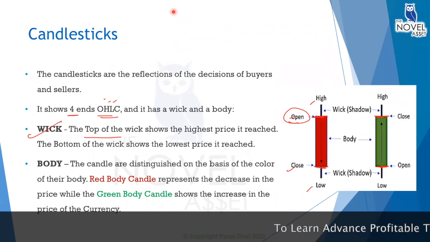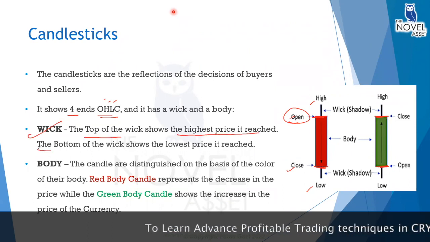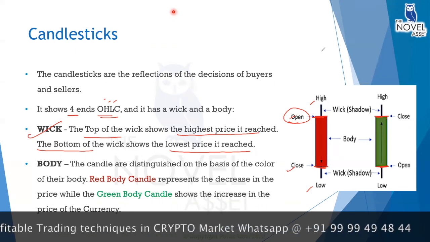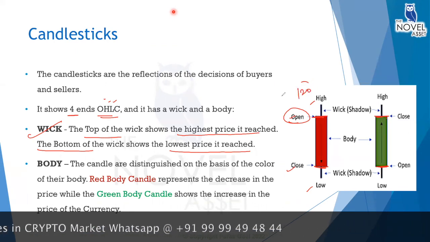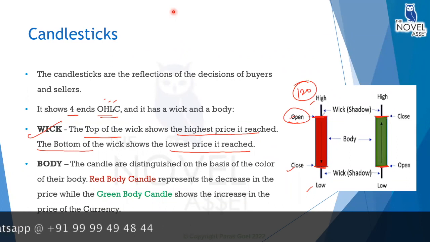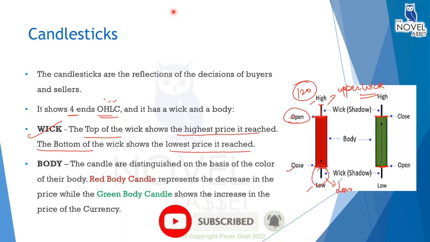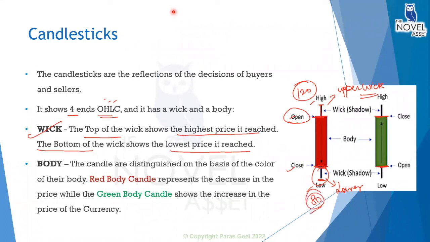The wick. The top of the wick shows the highest price it reached. The bottom of the wick shows the lowest price it reached. As we discussed in the previous example, when the price made a high of 120, that means this 120 will be shown by which? The upper wick. So this is known as the upper wick of the candle. Similarly, this is known as the lower wick of the candle, which will show the lowest price that it reached during the day, which is 80 rupees as an example.